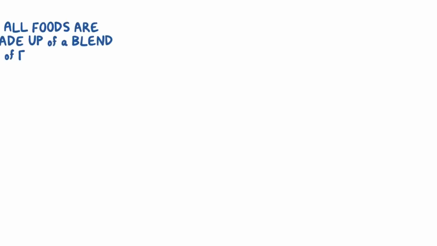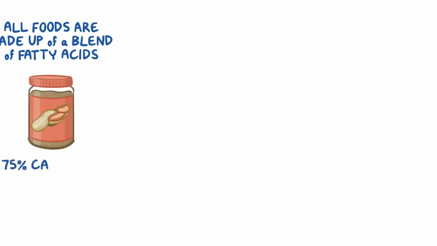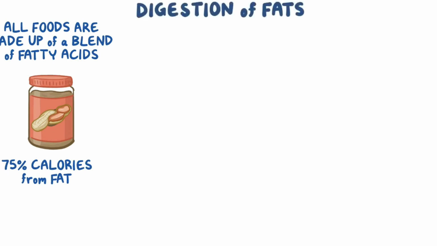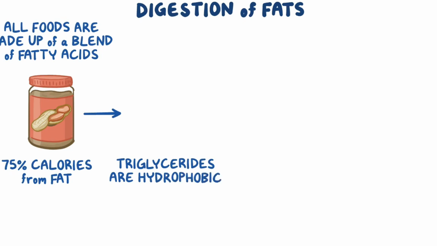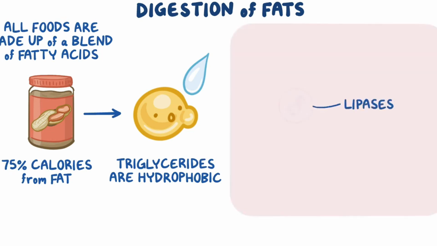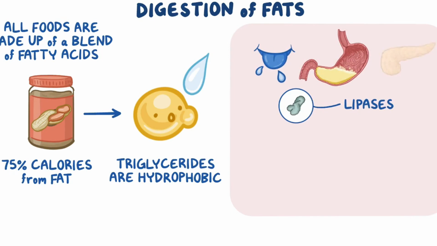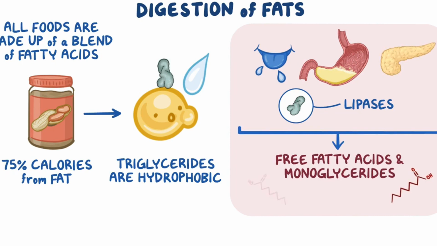Although some foods might have more of one type of fat than another, the truth is that all foods are made up of a blend of fatty acids. When you eat a food like peanut butter, which has about 75% of its calories from fat, the body goes through a set of steps to digest and absorb the fatty acids. First of all, triglycerides are hydrophobic, so they form large globules of fat, like what you see when you pour oil in water. Enzymes called lipases in the saliva, stomach, and secreted by the pancreas can break down triglycerides into free fatty acids and monoglycerides.